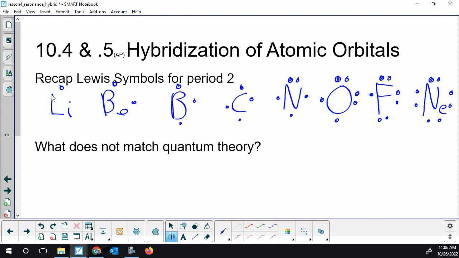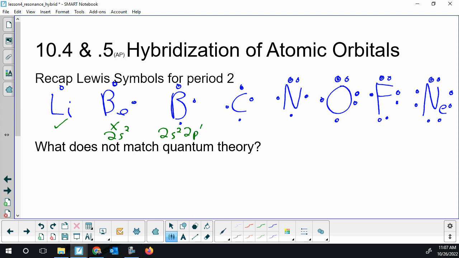If you think of lithium, there's nothing wrong there. That'd be 1 electron in a 2s orbital. What about beryllium? Is that what we would expect quantum theory to tell us? No. I spread out those 2 dots in 2 different orbitals, but we would have expected it to be a pair, with 2s filled with 2 electrons. But that's not what we do with Lewis symbols, and there's a reason for that. For boron, we would expect 2s to be filled as a pair and just a single electron in p, and that's not what we see in Lewis symbols. It's not what we see in real life.